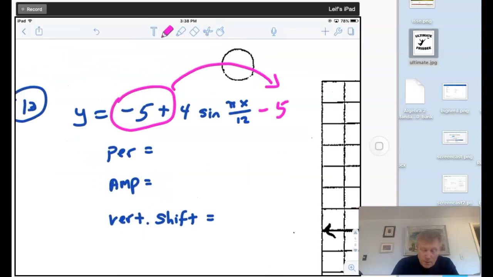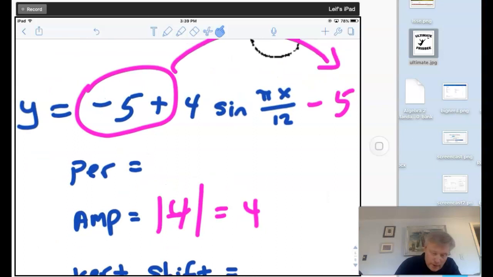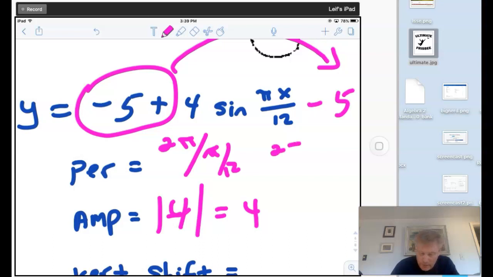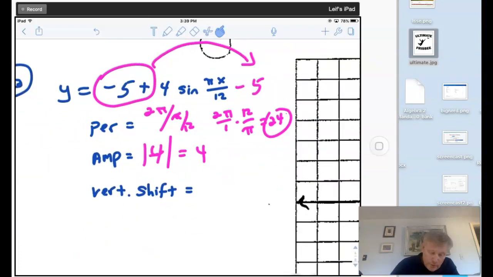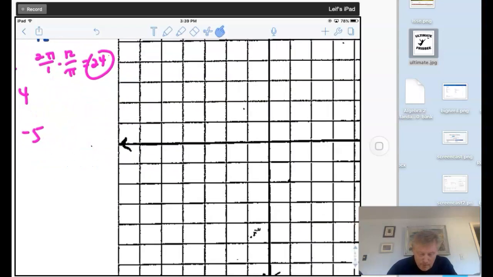All right, let's see. So the amplitude, absolute value of 4 is 4. Period. It's going to be 2 pi over 12. So if I flip and multiply, I get 12 over pi, which gives me 24 is my period. And my vertical shift is going to be -5. Okay.